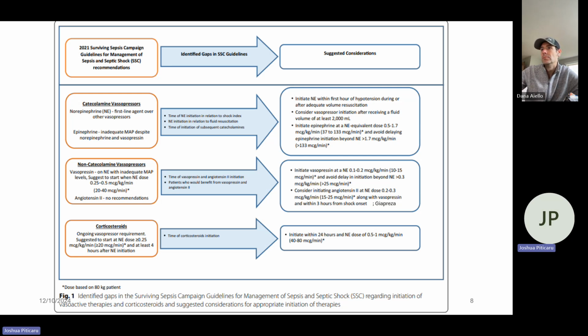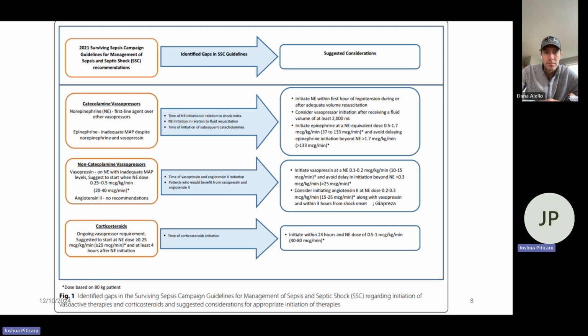Initiate epinephrine at a norepinephrine dose of 0.5 to 1.7 mics per kilo per minute, which is a huge dose, right? 37 to 133 mics per minute. And avoid delaying epinephrine beyond 133 mics per minute. Hopefully we never reach that, right? But that's obviously the recommendation here.